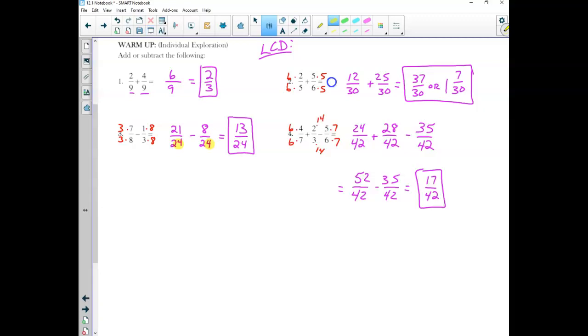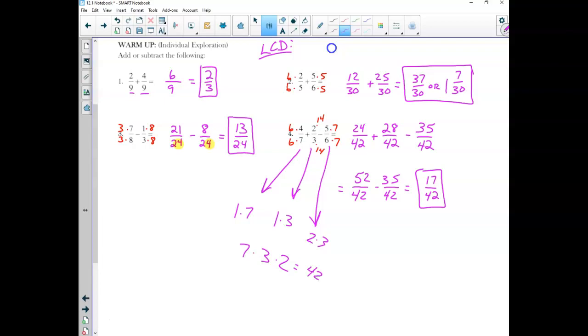The last one, the least common denominator between 7, 3, and 6 is 42. How did you know that so fast? Well, I prime factorize: 7 is 1 times 7, 3 is 1 times 3, and 6 is 2 times 3. My least common denominator is going to consist of all these numbers, 7 times 3 times 2. Everybody needs a 7, a 3, and a 2 in the denominator. You multiply them all together, we get 42.